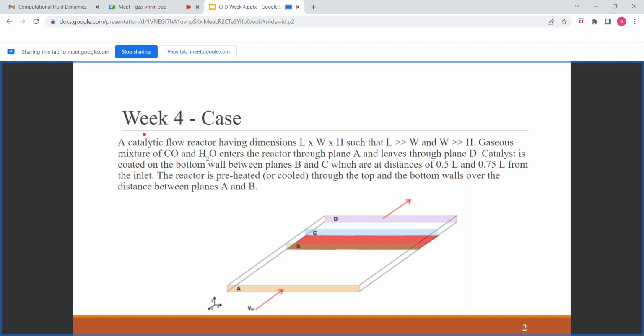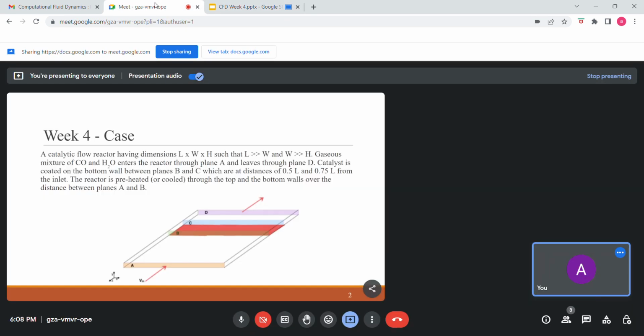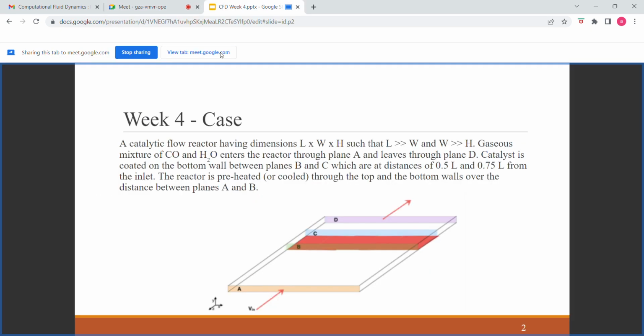In this week, the first problem revolves around a case. We'll see what the case is, and then what questions are asked from it. First, it is given that a catalytic flow reactor has dimensions L into W into H such that L is very much greater than W and W is very much greater than H. A gaseous mixture of CO and H2O enters the reactor through plane A and leaves through plane D.